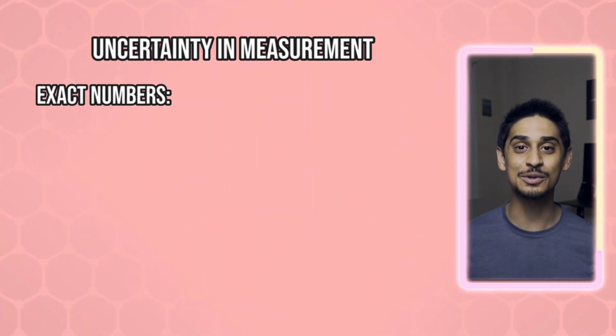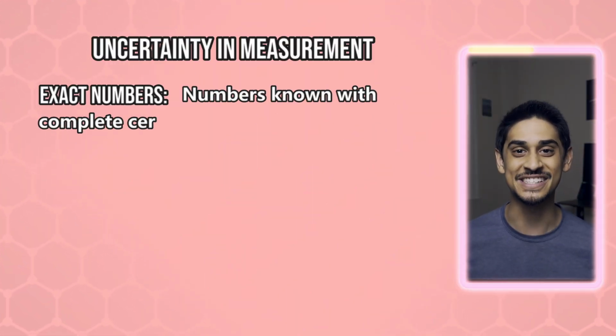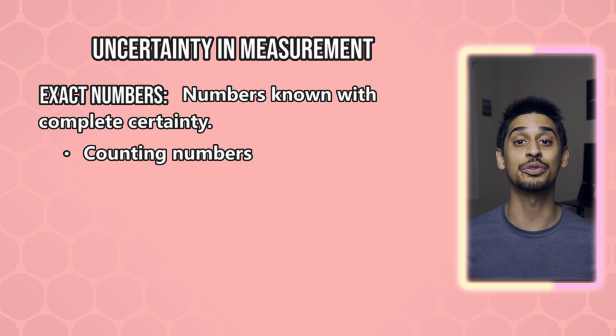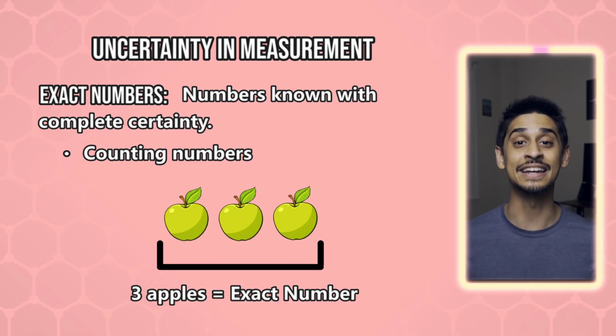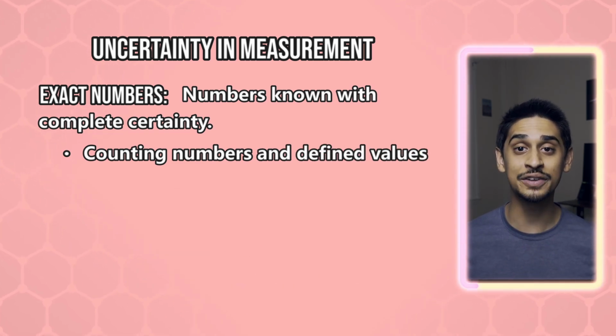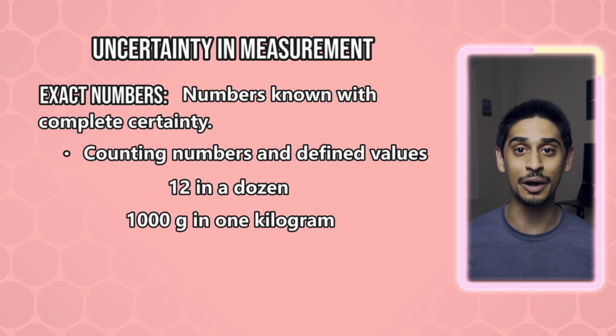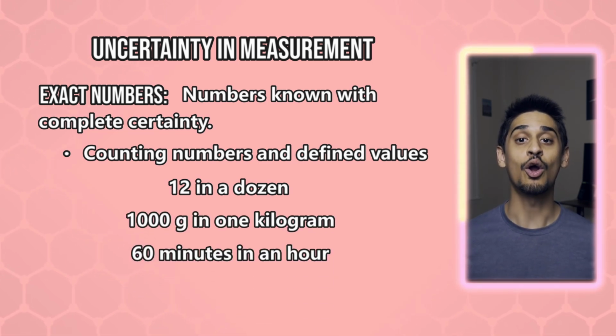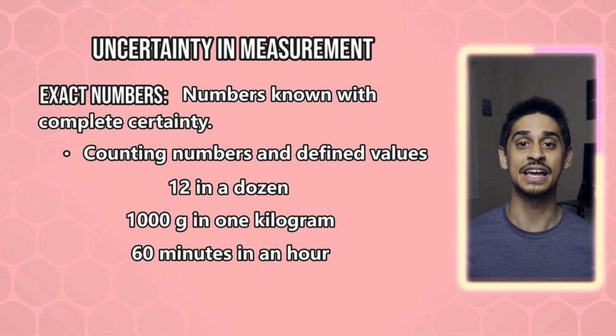Uncertainty in measurement. Exact numbers are numbers that are known with complete certainty. These include counting numbers, so if you count 3 apples, 3 would be considered an exact number. Defined values like 12 in a dozen, 1,000 grams in a kilogram, and 60 minutes in an hour are all examples of exact numbers as well.